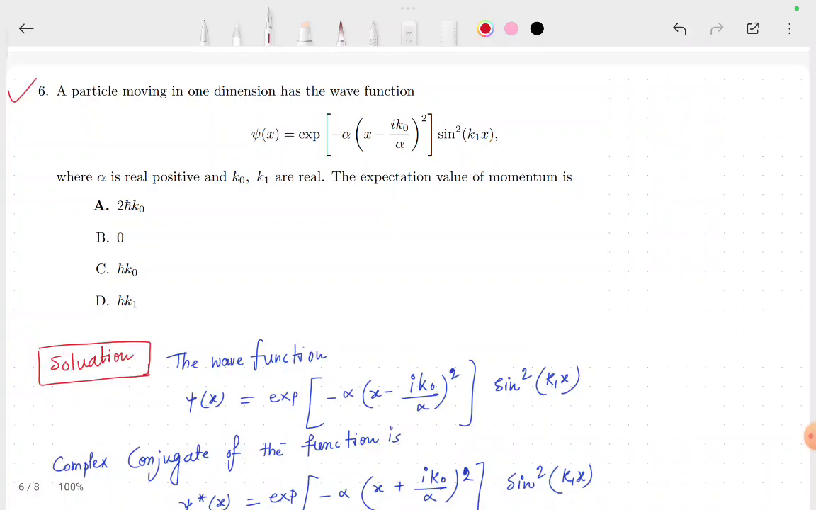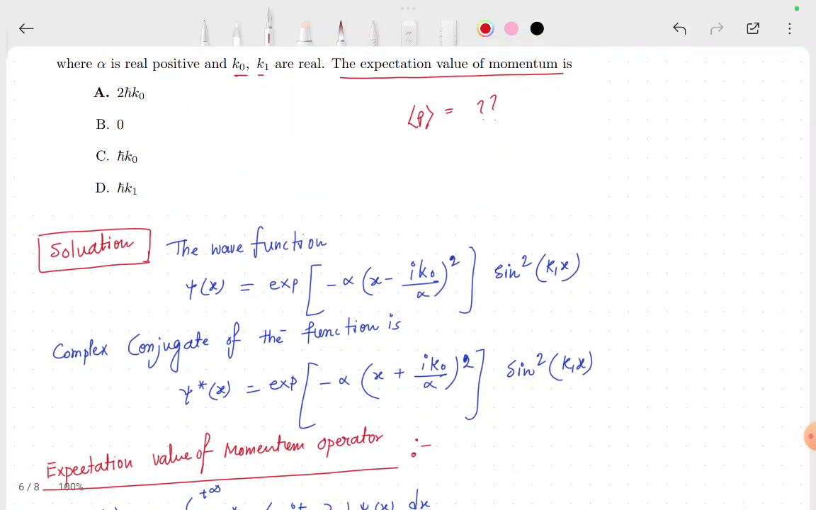So, a particle is moving. Let's concentrate again on question number 6. A particle moving in one dimension has the wave function given here. It is mentioned that alpha is real and positive, and k0 and k1 are real. What is the expectation value of momentum? This is the question. So the wave function is here.